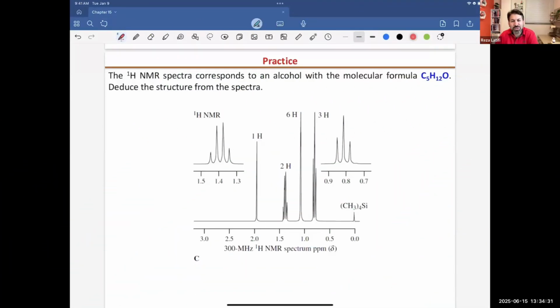Hello and welcome back to another lecture from organic chemistry. I want to practice more examples about how to use splitting to find the structure of an unknown sample.